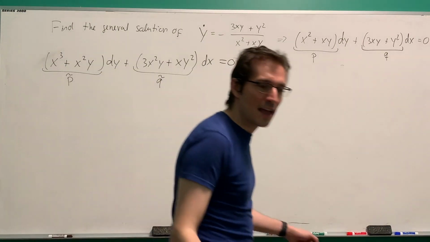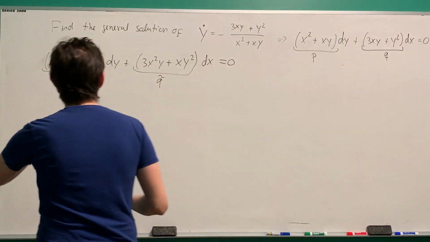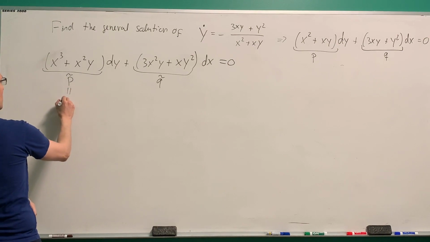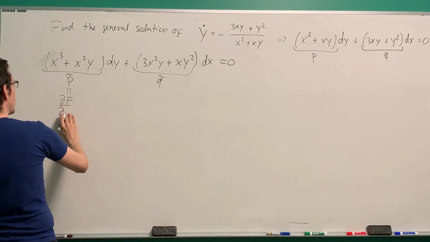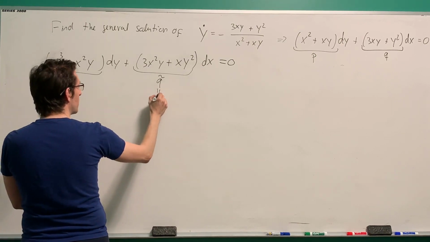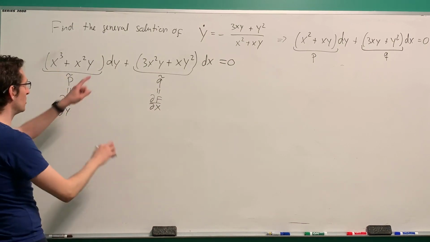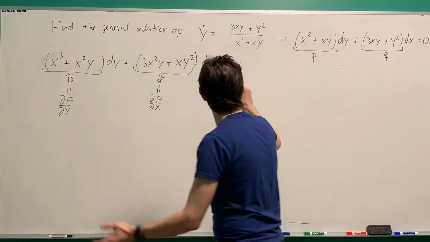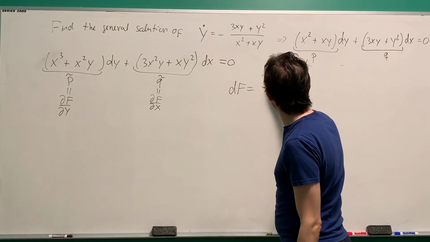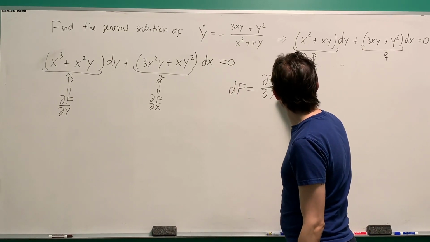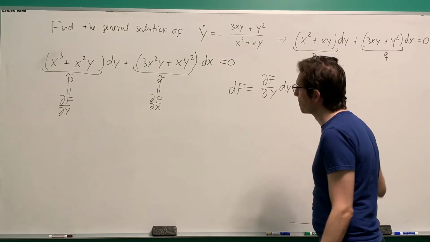So let's treat this thing as an exact equation and solve it. And how do we do that? Well, we know that this P, of course, is going to be the partial f with respect to x, and this Q is going to be the partial f with respect to y. It's multiplied by dx and dy. And just as a reminder, df, the differential of the function, now that we know it's exact, is partial f partial y dy plus partial f partial x dx.